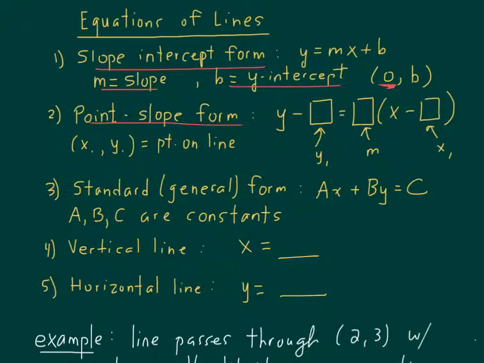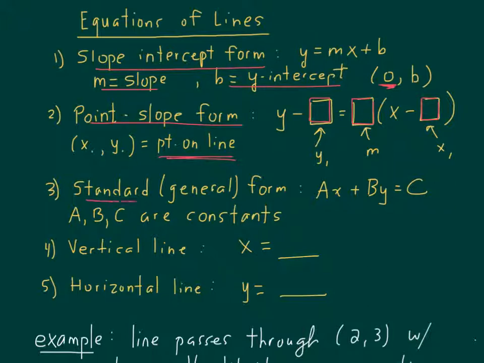So usually I like to draw in these three boxes here. These represent what we have to fill in. Notice we have a y minus, we also have an x minus on the other side. So x sub 1 comma y sub 1 represents a point on the line, and we'll see an example of this in a little bit, and m is still our slope. Notice we don't know or need the y-intercept.